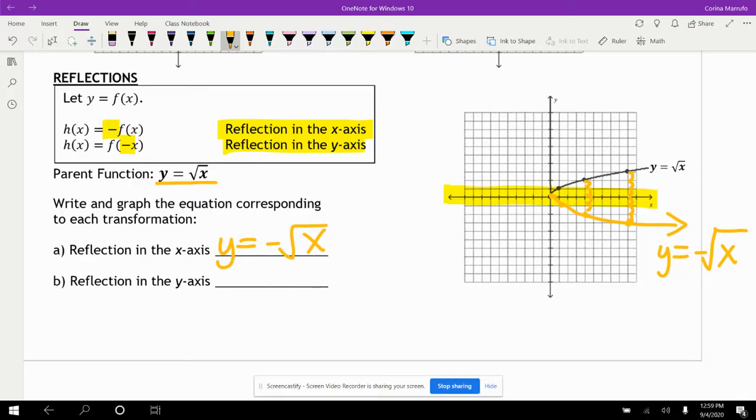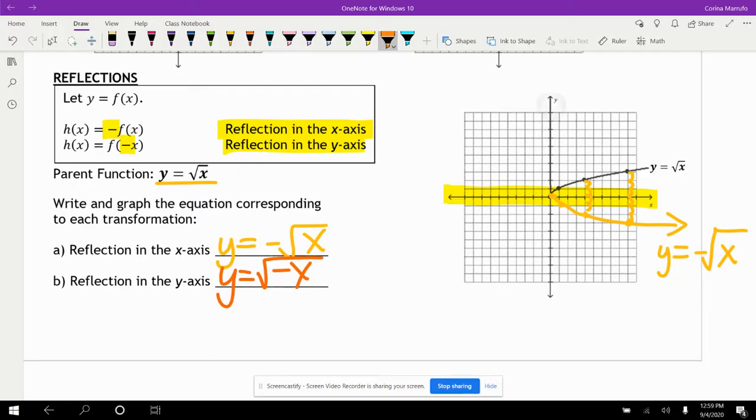So now if we have a reflection across the y-axis, so in this case, we want a reflection across the y-axis, we're going to have to put the negative inside with the square root. So it'll be the square root of negative x. Okay, so when you do that, you're going to get a reflection across the y-axis.